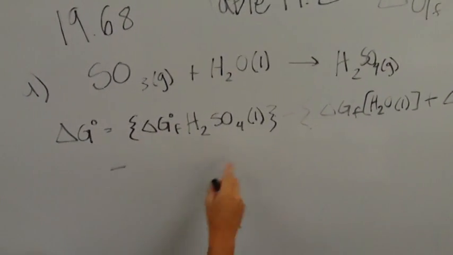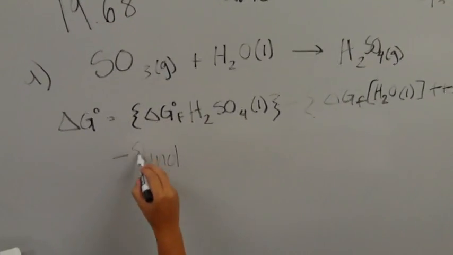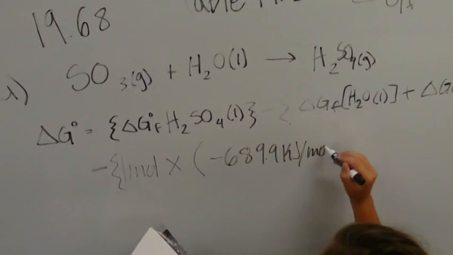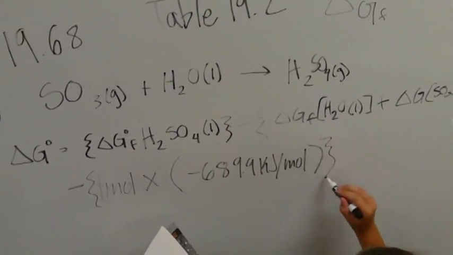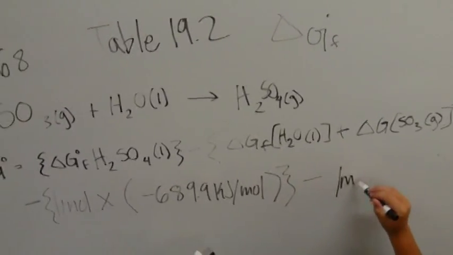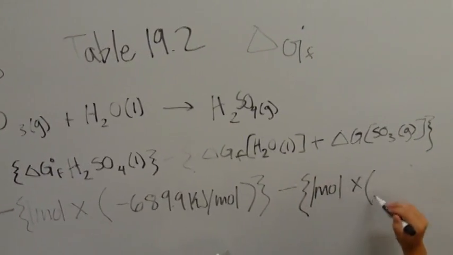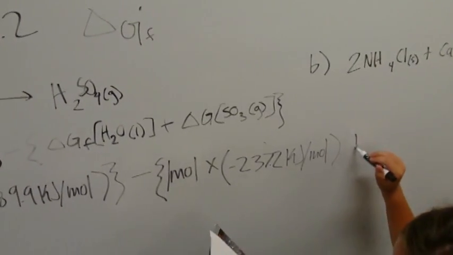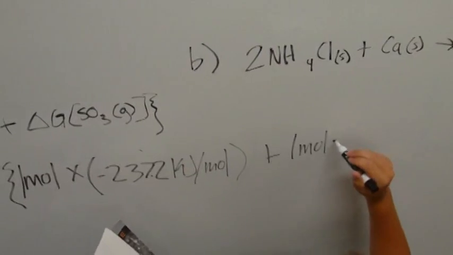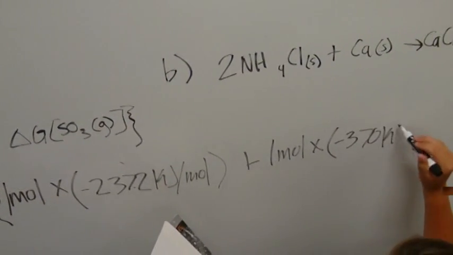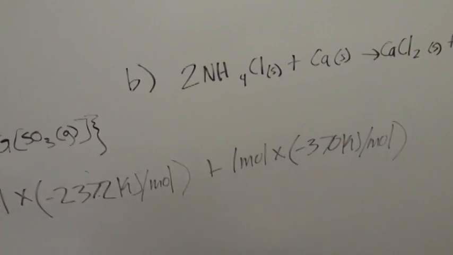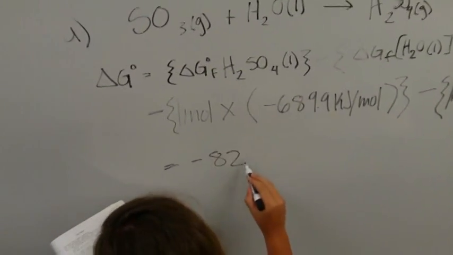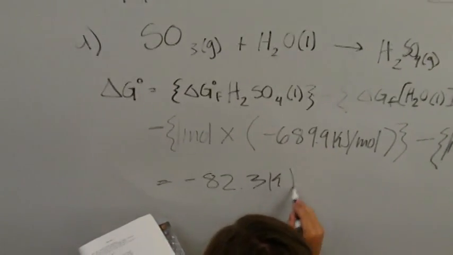Let's do this again. So H2SO4, we've got 1 mole times this value, negative 689.9 kilojoules per mole, found in the book, table 19.2. And that does it for our products. That's all we have. Minus 1 mole times negative 237.2 kilojoules per mole plus 1 mole times negative 370 kilojoules per mole. There you go. Simple algebra, just add it all up. And then you'll get negative 82.3 kilojoules. There you go, that's the answer.